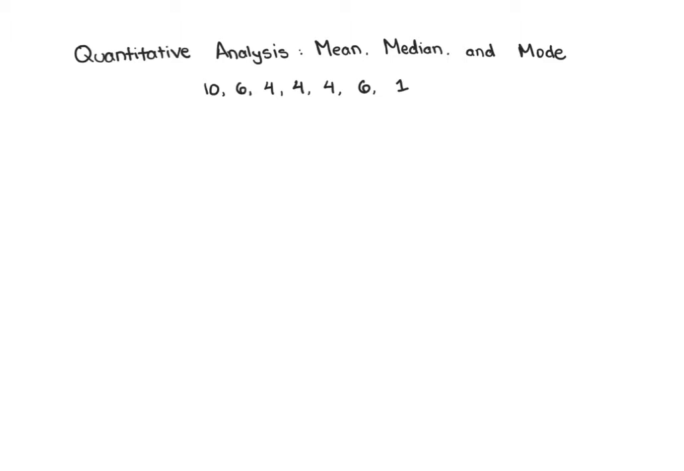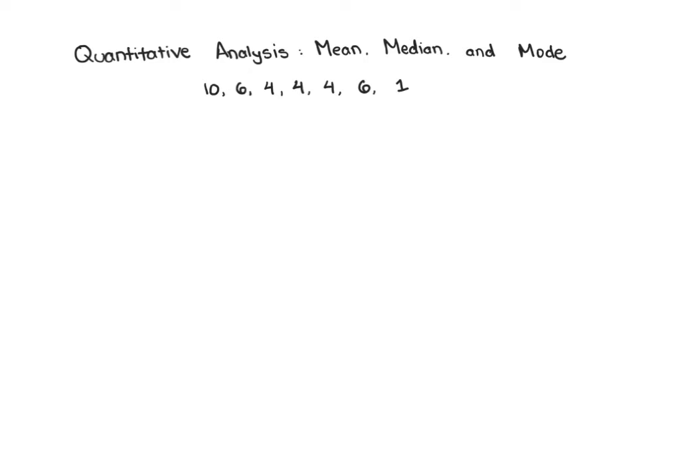Quantitative analysis uses numbers to describe our data instead of looking at a visual representation. For this video, we'll consider measures of central tendency. That is, 3 numbers that tell us about the middle of our data: the mean, the median, and the mode.